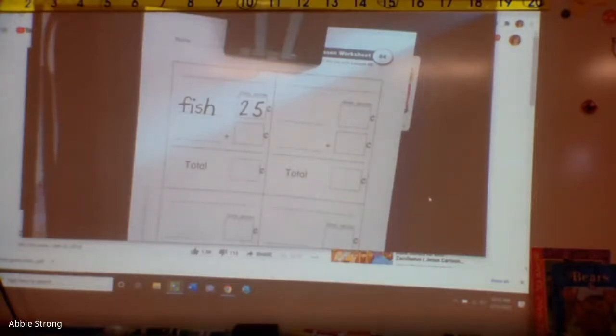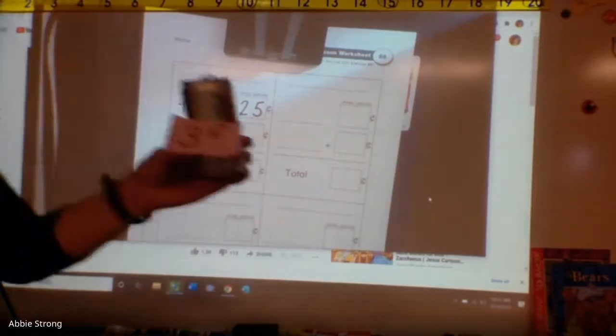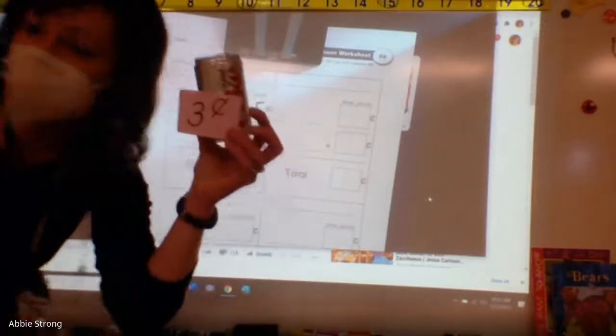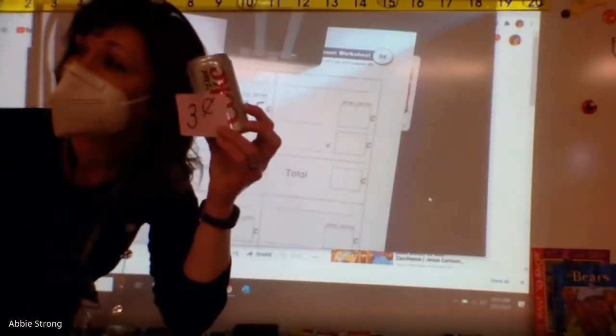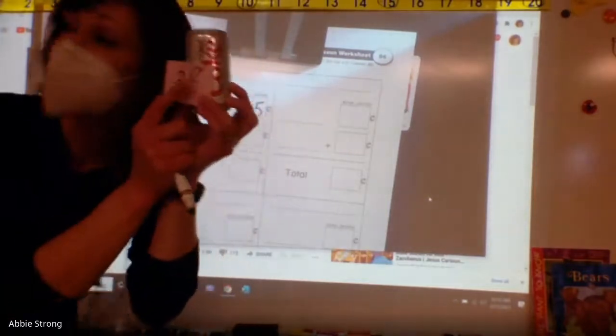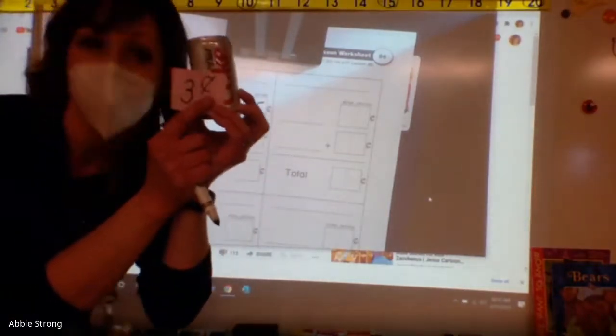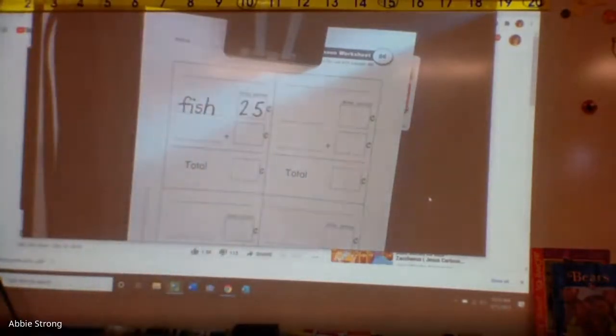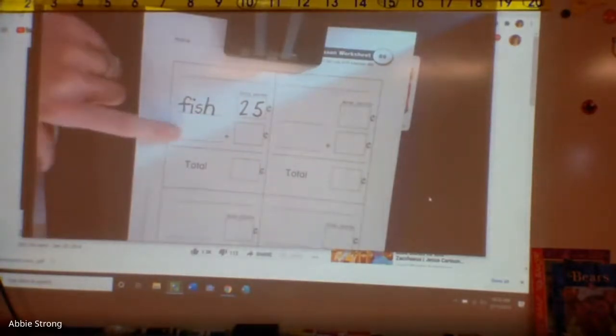I need a new shopper for me, please. Mia, go get a new item from our store. Good job. Mia picked out a little can of soda. Mia, what's the price tag on this? 3. And what do we have to say for the label since it's money? 3 cents. So we're going to write 3 cents in the next part of our receipt. But let's first do the name, soda.